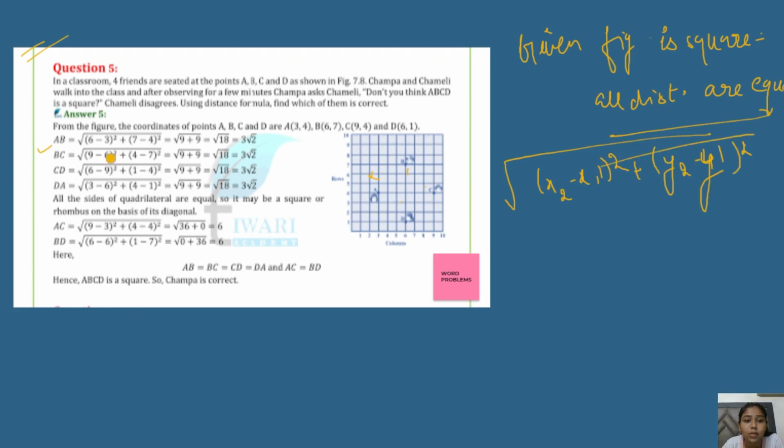Like this. AB will be the square root of (6 minus 3) squared plus (7 minus 4) squared, that will be equal to 9. 6 minus 3 is 3, squared is 9, and 7 minus 4 is also 3, squared is 9, and 9 plus 9 is root 18, that is 3 root 2.